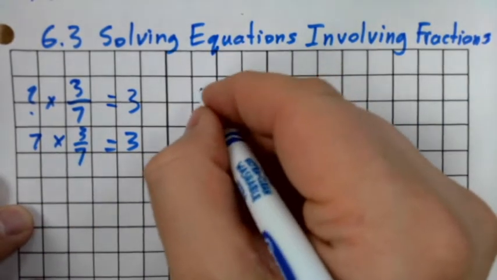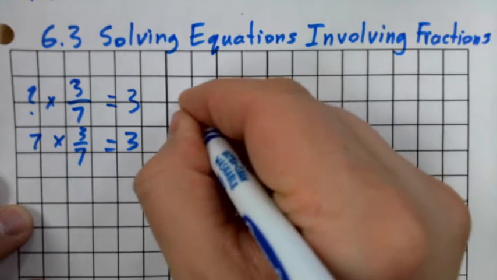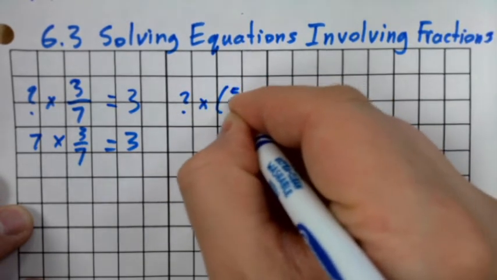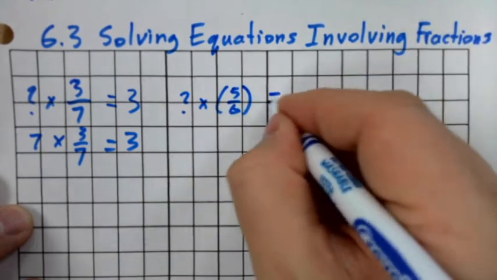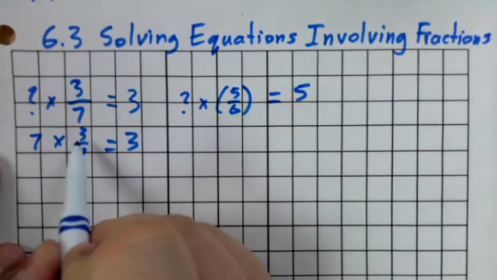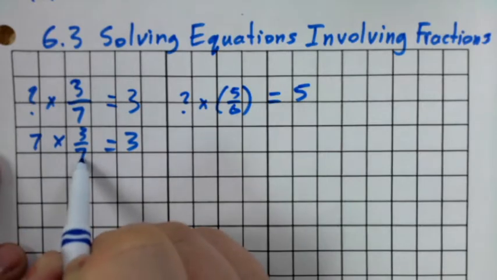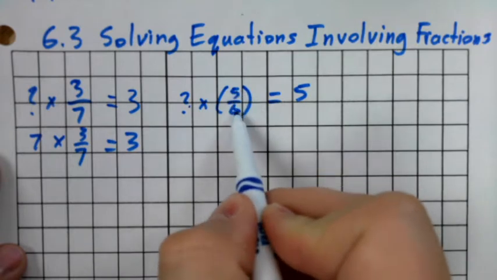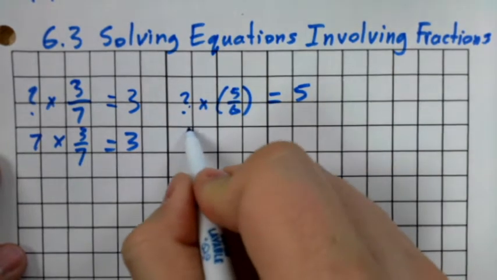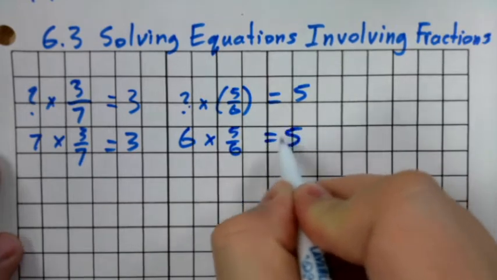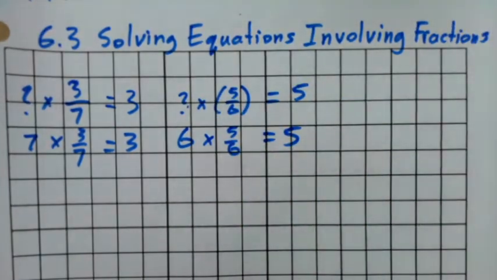What about this here then? What could you multiply by 5 over 6 to make it equal 5? Well, if the number was the denominator here, then you'd assume it'd be 6, right? So 6 times 5 is 30, divided by 6 is 5. So it would have to be 6 times 5 over 6 equals 5. You can have brackets or not, doesn't matter too much.